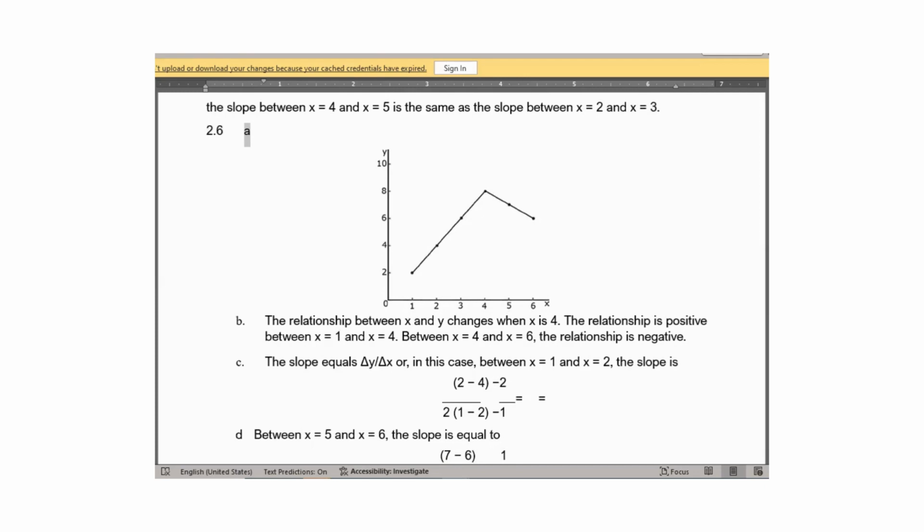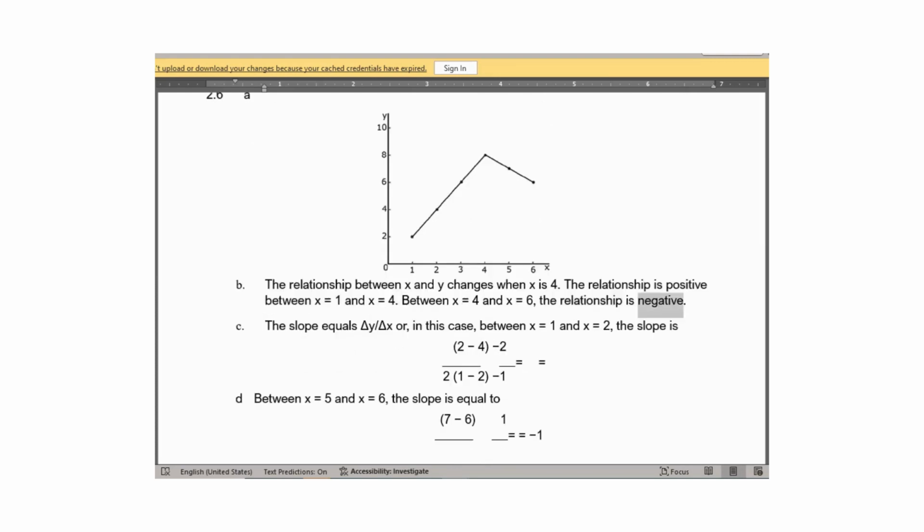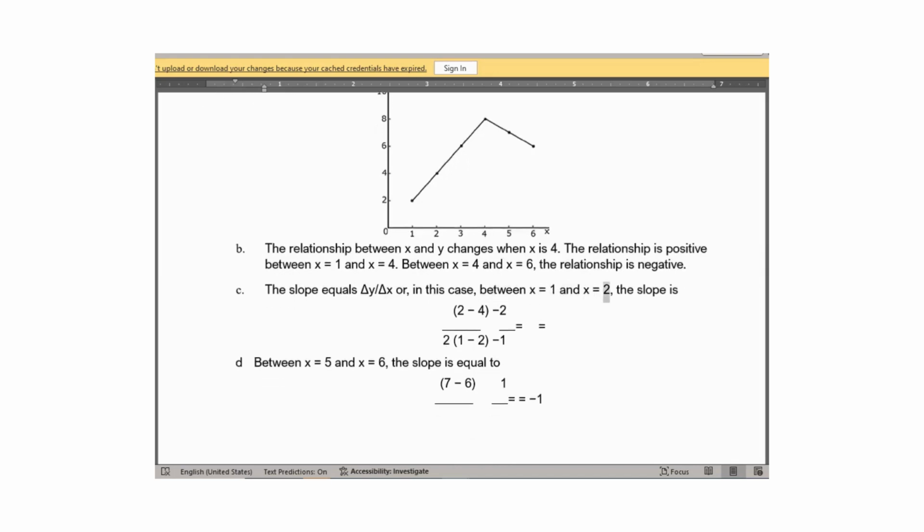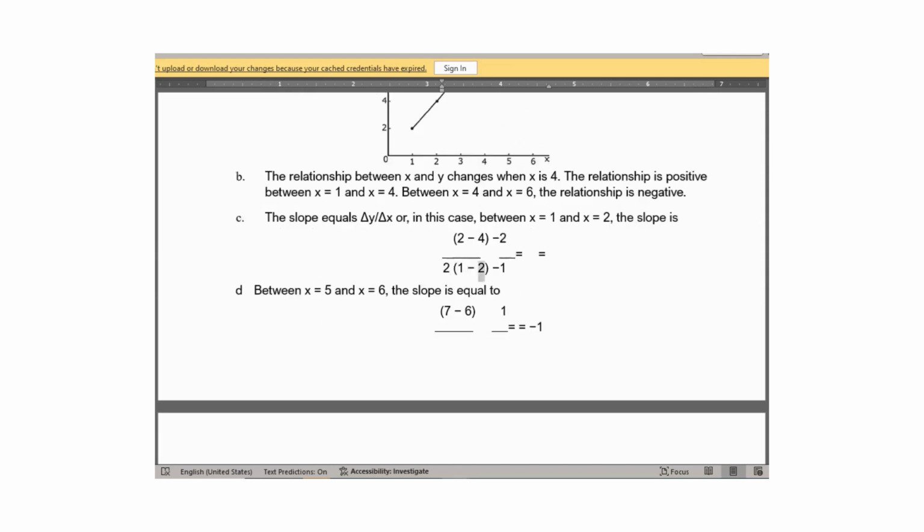2.6 A. The relationship between x and y changes when x is 4. The relationship is positive between x equals 1 and x equals 4. Between x equals 4 and x equals 6, the relationship is negative. The slope equals delta y over delta x, or, in this case, between x equals 1 and x equals 2, the slope is 2 minus 4 over 2 minus 1, equals minus 2 over 1, which is minus 2.